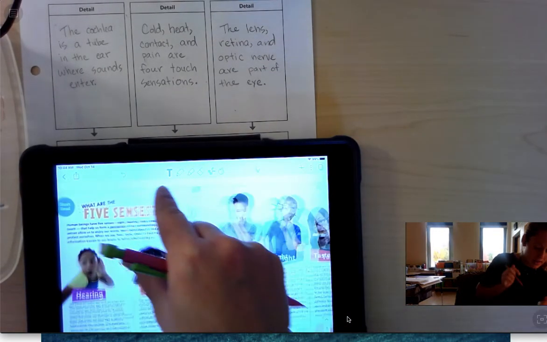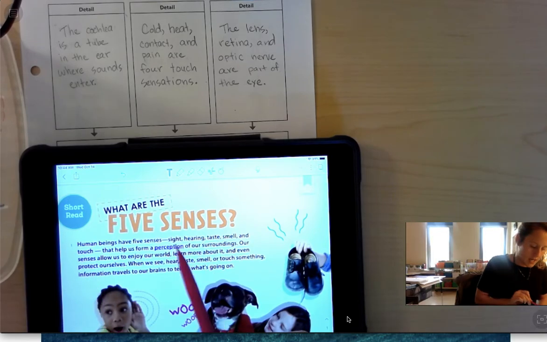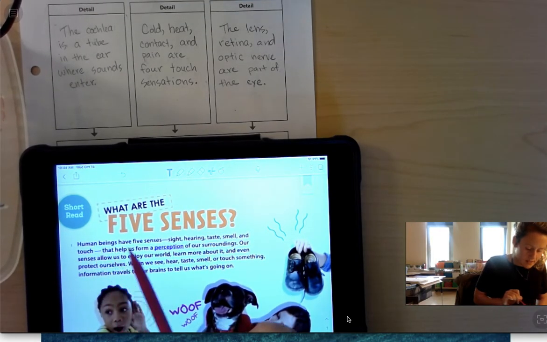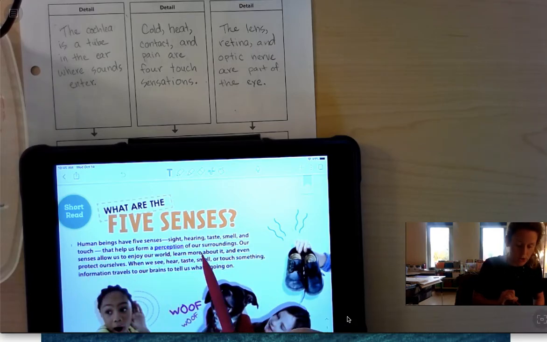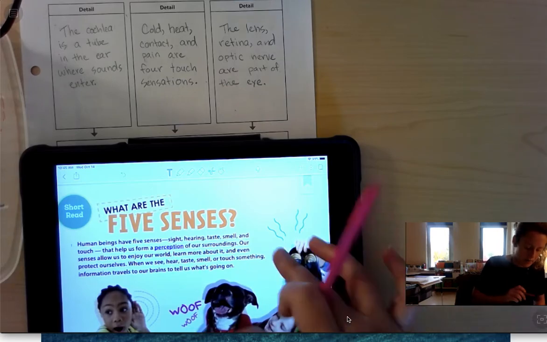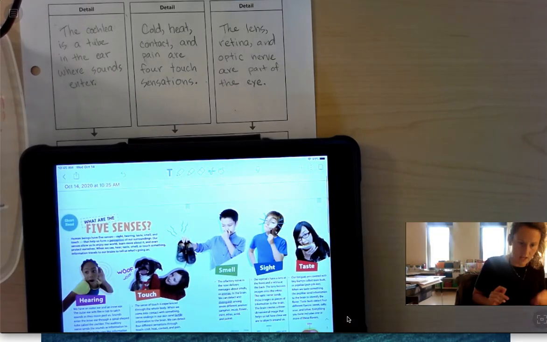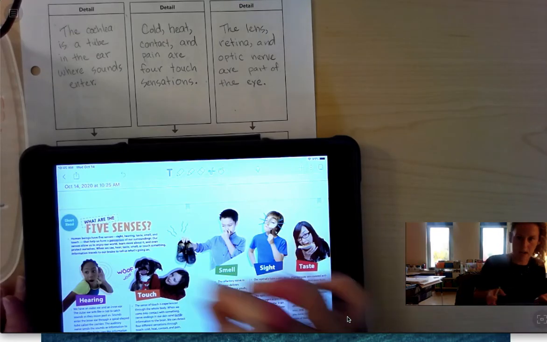But I'm going to read this to see if this will help me with the main idea. Human beings have 5 senses: sight, hearing, taste, smell, and touch, that help us form perception of our surroundings. Ooh, I like that. So it's talking about how we perceive our surroundings in all of these. So I'm going to use that to write my main idea.